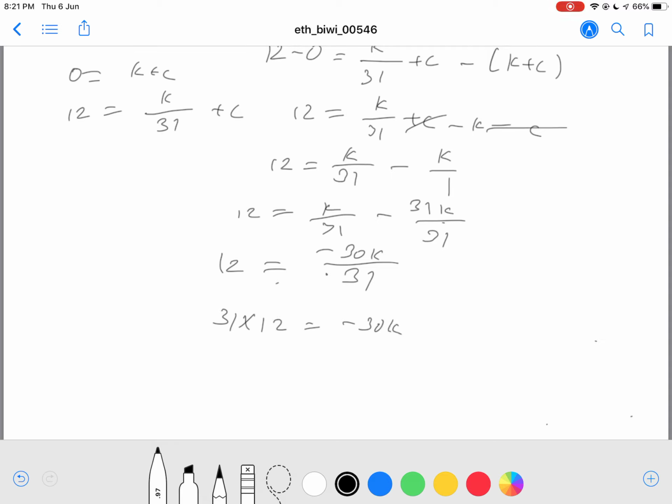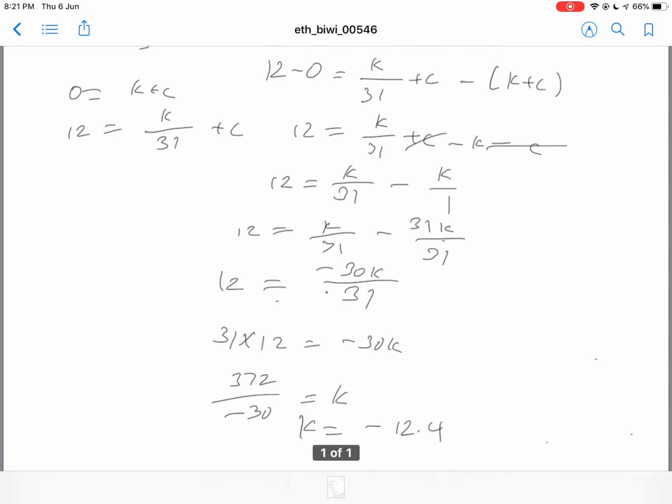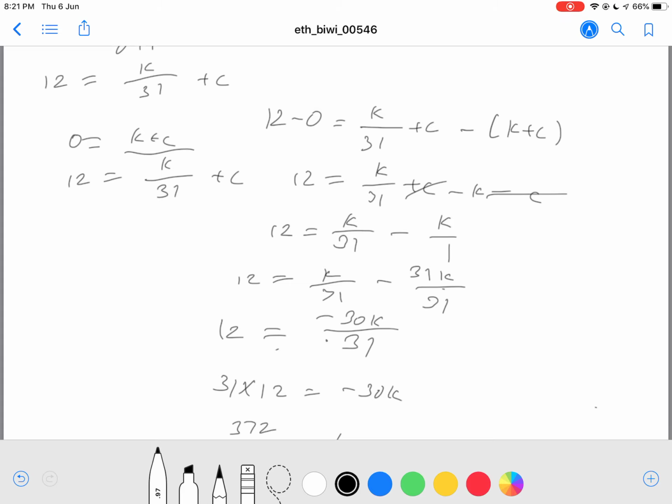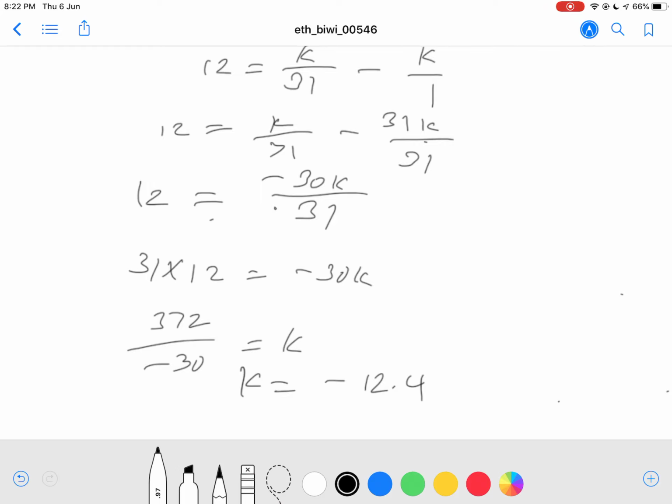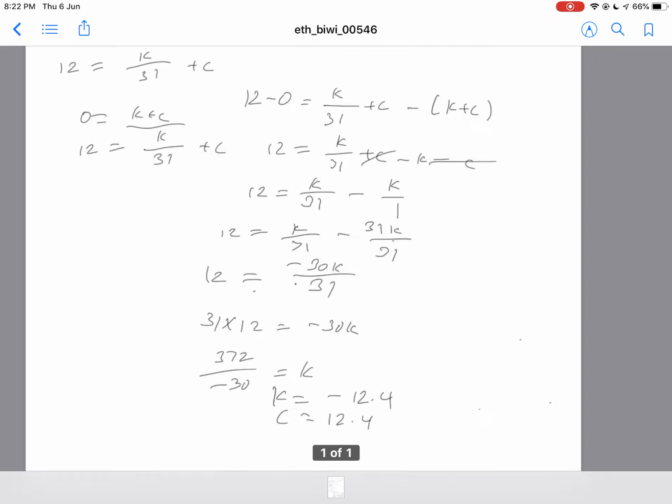If we get a calculator, 31 times 12 is 372, divided by negative 30 should give us our k. And our k turns out to be negative 12.4. Because 0 equals k plus c, we found our k is negative 12.4, so 0 equals negative 12.4 plus c. C, as you can see, must be positive 12.4. So we'll say that c equals 12.4.